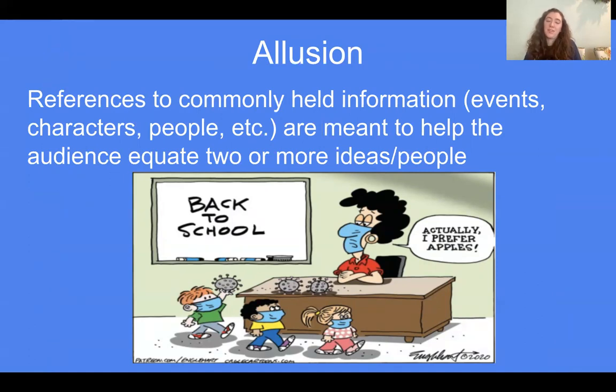And so that is why she says, I actually prefer apples. There's no information saying about how teachers get apples all the time. But once again, the kids are bringing in COVID and she says she prefers apples. So that is an example of commonly held information that mostly everybody would know. So you don't necessarily have to spell that one out.